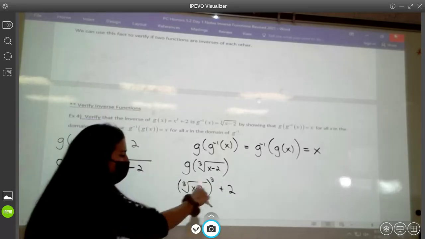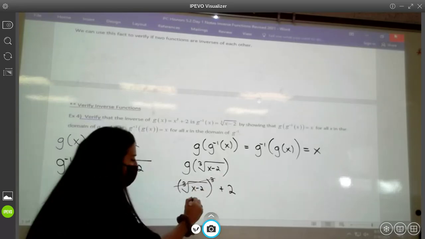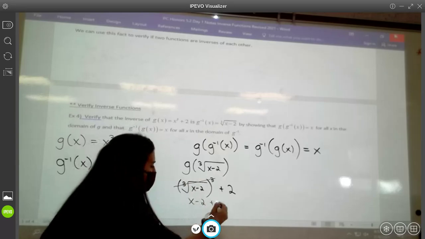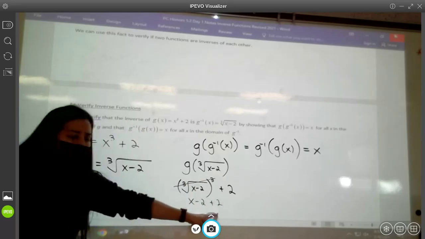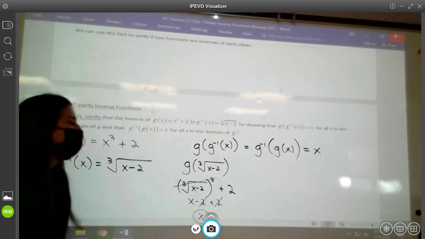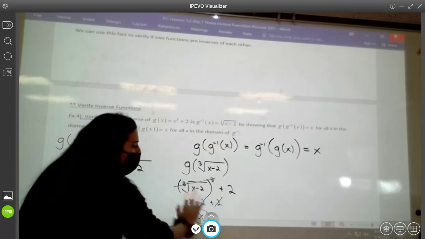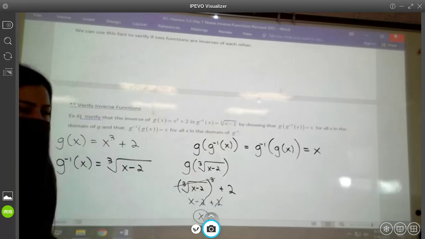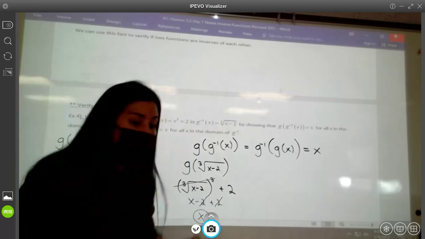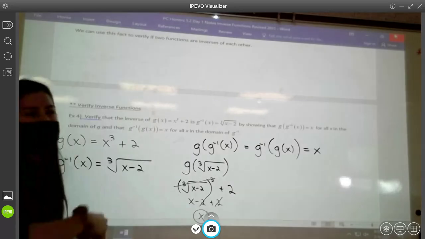What does the third power and the third root do to each other? Cancel. You're left with x minus 2 and then plus 2. What does minus 2 and plus 2 do to each other? Cancel. You're left with just x. When I plugged the inverse into the original function, all operations involved cancel each other out because they're inverses. They're inverse operations. They cancel each other. All right, but now let's prove that the other way works too.